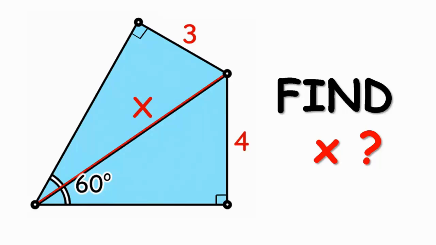So in this video we are going to solve for this problem where we need to calculate the value of x, which is nothing but the common hypotenuse for both of the right triangles. So let's get started and see how we're gonna do that.